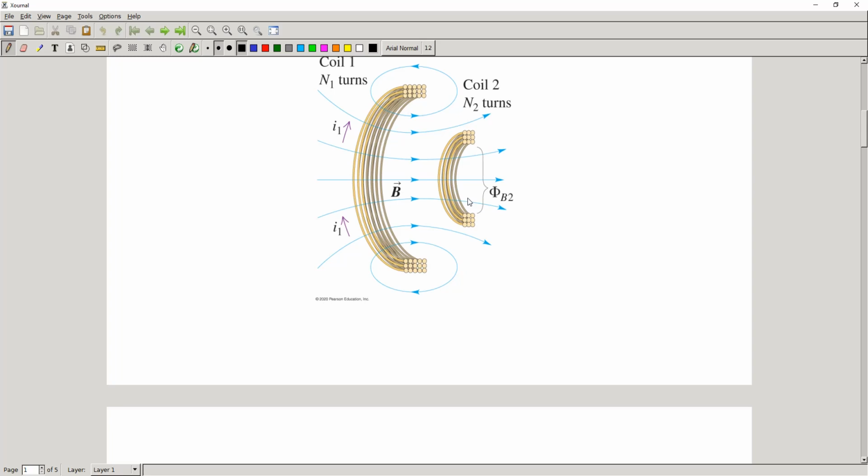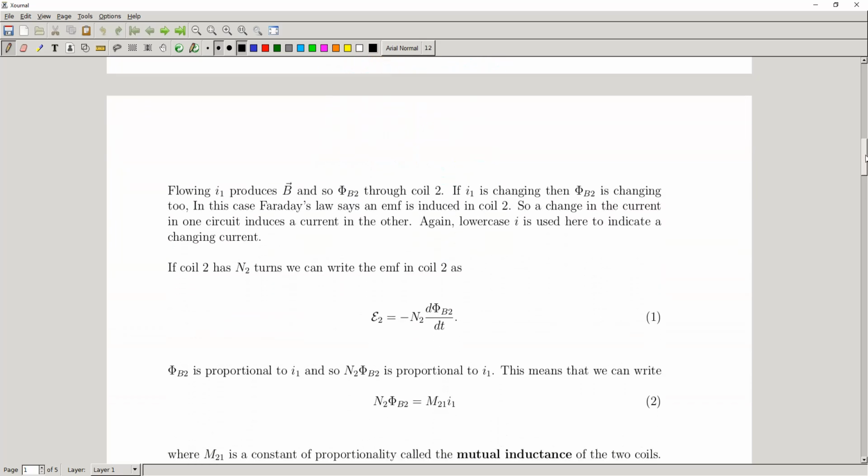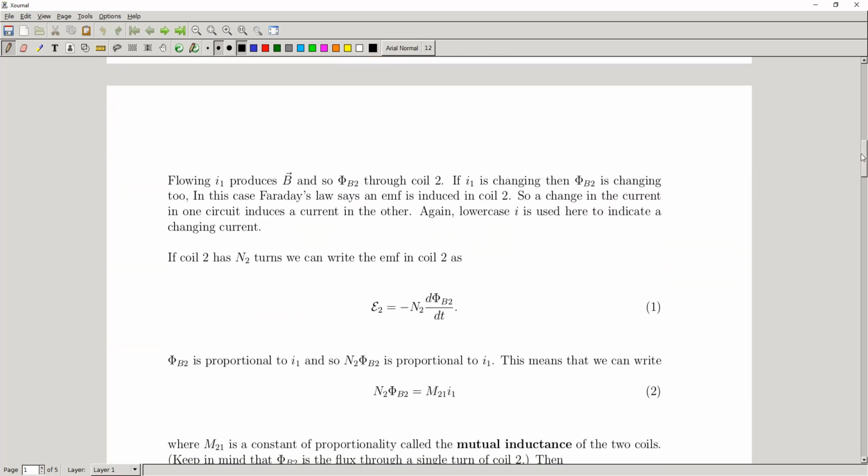So let's take a second and think about what's happening here. We have current going through coil 1. It's producing a magnetic field, but if we have a change in current, then we have a changing magnetic field. If the magnetic field is changing, then the magnetic flux going through 2 is changing. If the flux going through 2 is changing, Faraday tells us there is an induced EMF in 2. And if there's an induced EMF in 2, we have a current in 2. So a changing current in 1 produces current in 2. That's the situation we have here.